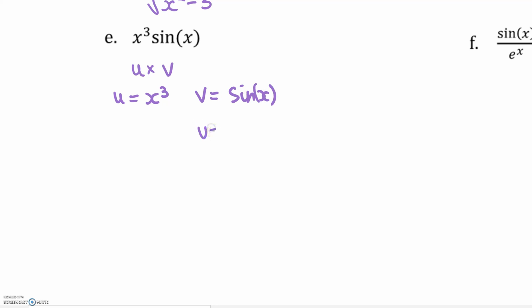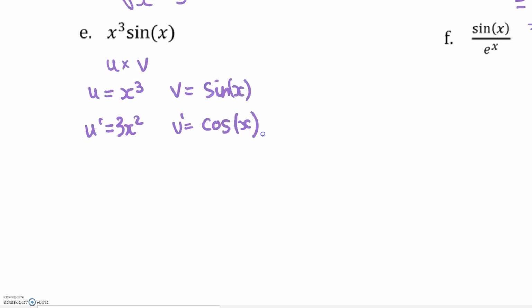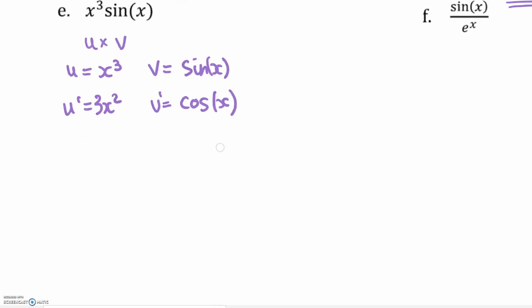Differentiating, we're going to get v dash is equal to cos x, and u dash is equal to 3x squared. To differentiate with our product rule, we just do u dash v added to v dash u. So we're just going to go u dash v over there. This is 3x squared times sine of x.